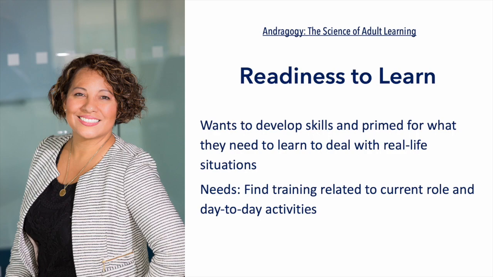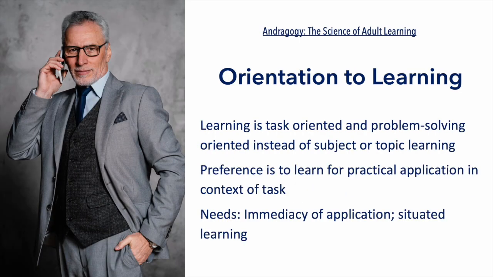Again, think about a high schooler that doesn't want to go to a writing class or doesn't want to go to PE. And as adult learners, we're not really in that same frame of mind. We're looking for training that is related to our roles and related to our day-to-day activities, which leads us to an orientation to learning. And Malcolm talked about how learning for an adult is task oriented. It's problem solving oriented, not just subject and topic learning. Again, compared to how when we were children, we went to English class, we went to writing class, we had a cooking class or a music class, simply based on our topics, we were growing our knowledge base.